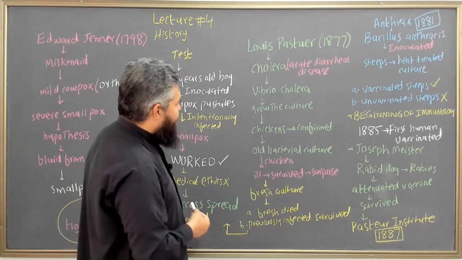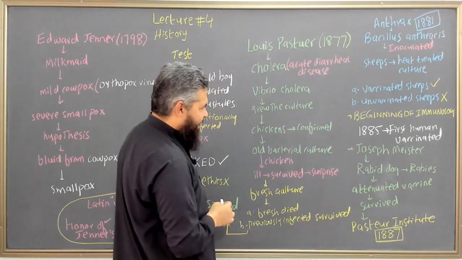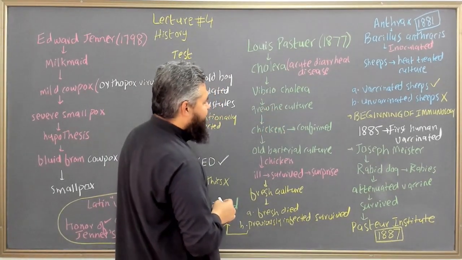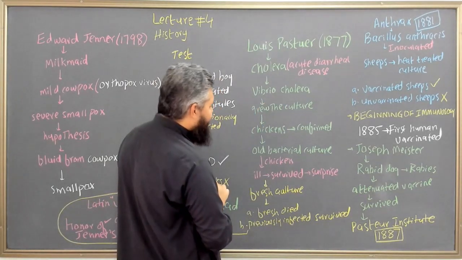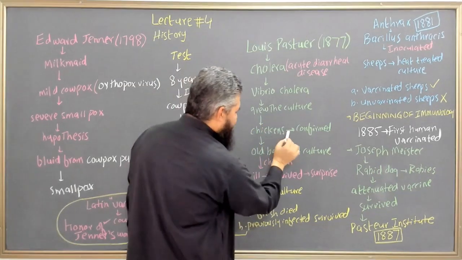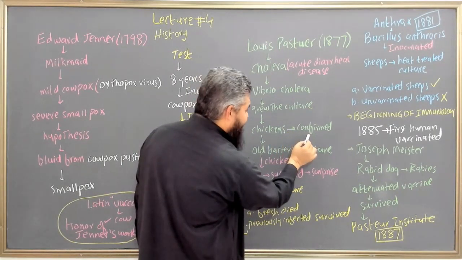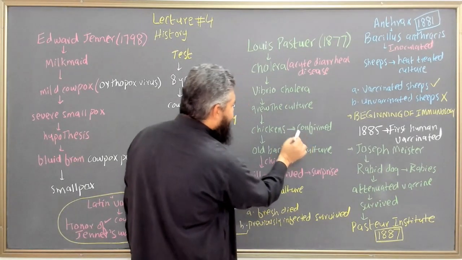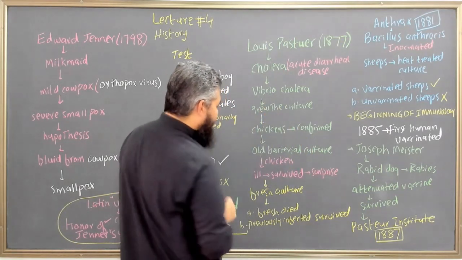What he did was that he grew a culture of the Vibrio cholerae in his lab, and to confirm that the culture he had grown in the lab was Vibrio cholerae, he inoculated this culture into chickens. The chickens contracted the diarrheal disease, thereby confirming that Vibrio cholerae was the organism that he grew in his lab.